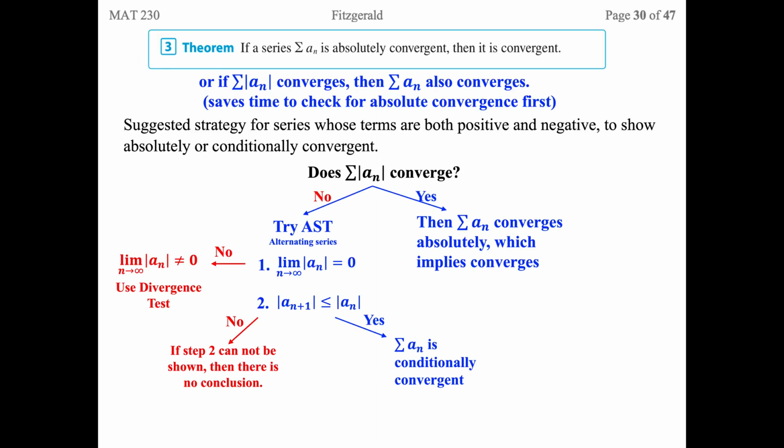Mouse got a little happy there. Let me go back. Okay, so this is our flow chart that we want to work with whenever they start talking about absolute convergence. Let's do this first, because if this is a yes, we're done. You can conclude that it's also going to converge as a regular series without the absolute value bars around it.